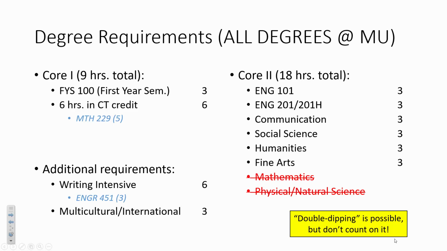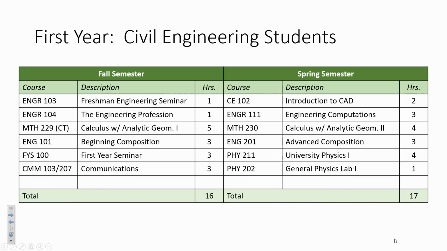Some additional requirements. Every student at Marshall needs to take 6 hours in writing intensive courses. If you take project management for your degree, 3 of those are already counted. And again, you can probably find a course that maybe checks 2 of these boxes so you can handle that. And you also have to have a multicultural international credit. A great deal of the social science courses check that box as well.